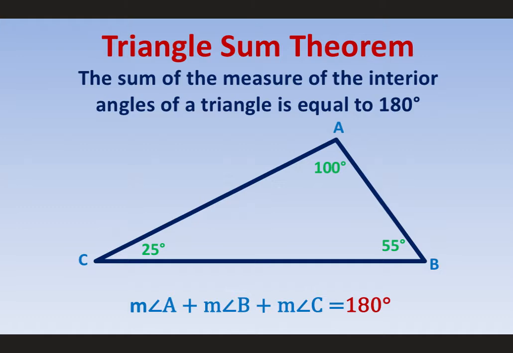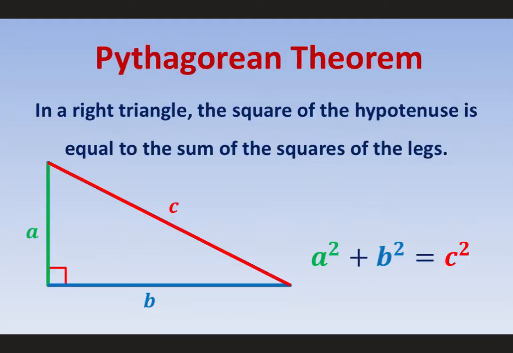Triangle sum theorem says the sum of the measures of the interior angles of a triangle is equal to 180 degrees. What that means is that for any triangle, any three-sided shape, if we add up the interior angles, it will always add to 180 degrees. So if you know two of the three angles, you can take 180 and subtract the other two, and it'll leave you with what the remaining angle is equal to. All right, so we'll use this one quite often.